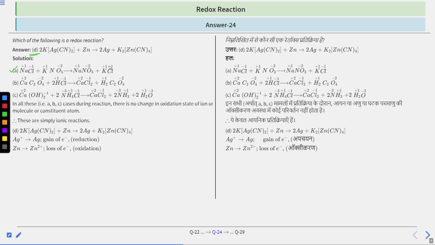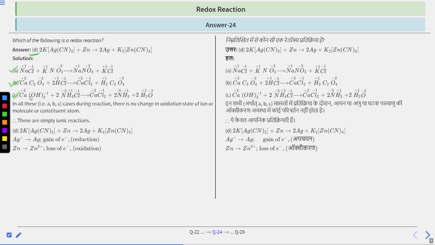Right? You can see there is no change of oxidation state. Oxidation number is happening from reactants to the products. In B option, CaC2O4 plus 2HCl giving us CaCl2 plus H2C2O4. Here, calcium is in plus 2 oxidation state, oxygen is in minus 2, hydrogen plus 1, chlorine minus 1. Similarly, in the product side, calcium plus 2, chlorine minus 1, hydrogen plus 1, oxygen minus 2. So, in this reaction also, you can see that no change of oxidation number is happening for any of the elements present in this reaction.